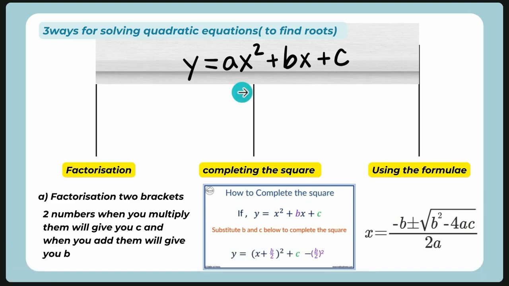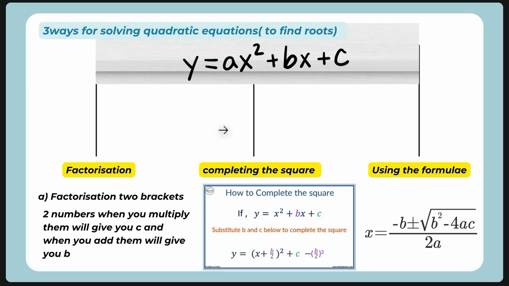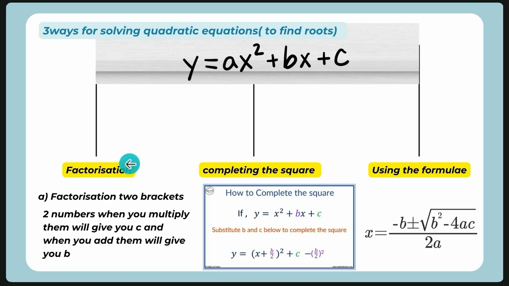Then we have 3 ways for solving the quadratic equations, as I mentioned to you. Factorization, completing the square, and using the formula. The first type is factorization, which means that you need to find 2 numbers that when you multiply them will give you c, and when you add them will give you b. We don't subtract here.